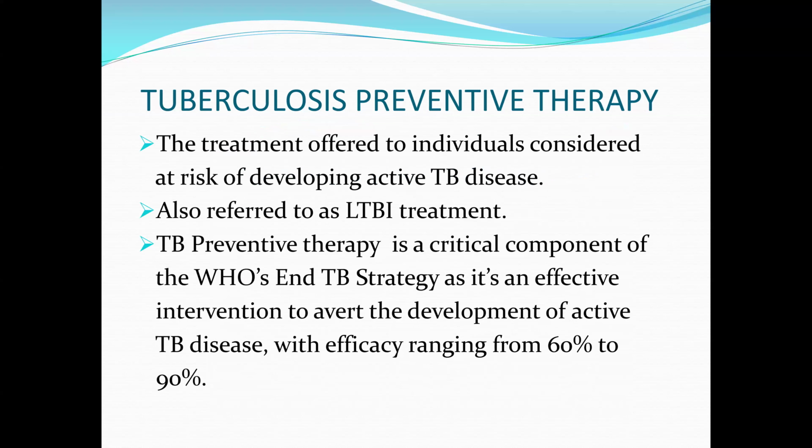Okay, now that we've already diagnosed TB and treated, there are those who may come into contact with these bacteriologically confirmed cases. We now need to give them tuberculosis preventive therapy, which is a treatment offered to individuals who are considered at risk of developing active TB. It is also referred to as treatment of latent tuberculosis infection, and it is a critical component of the WHO strategy to end TB because it has been effective, ranging from 60 to 90%.